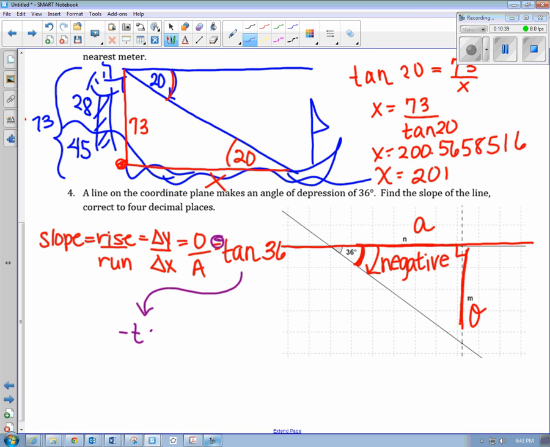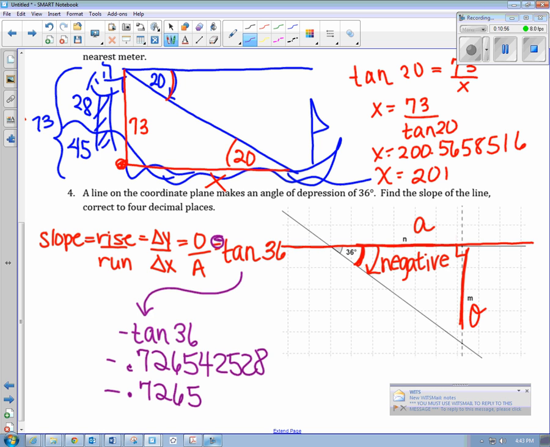So on my calculator, I can type in negative tangent 36 and end up with, rounded to 4 decimal places, negative 0.7265. So I'm going to give you a few minutes to work on questions 5, 6, and 7, and then I'll come back and I'll do the work for those.